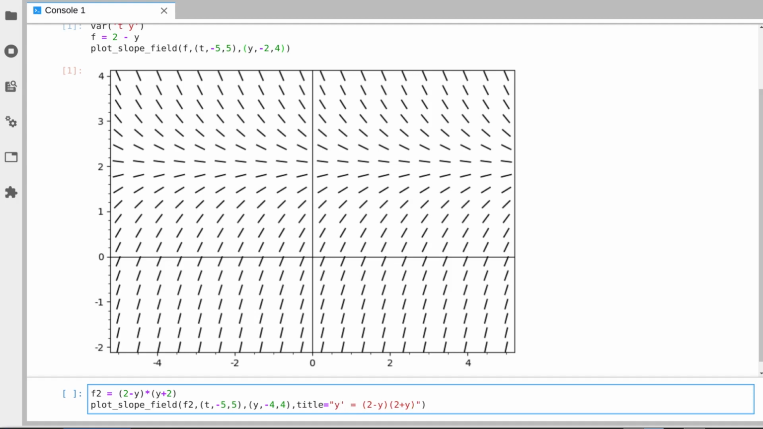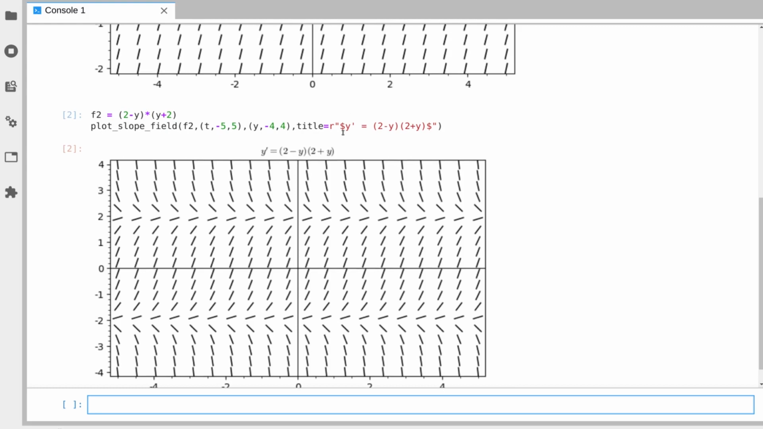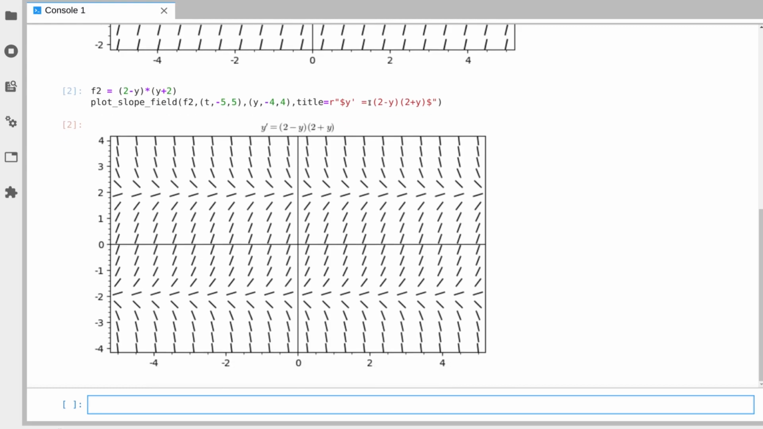I want this to look pretty, so I'm going to do something crazy to it. But let's do that. There we go. So there's the slope field. I'm going to save this and put this in the notebook, and we can draw on it. But there's the title, so making it look like the nice math font is all that those dollar signs and that little r did.